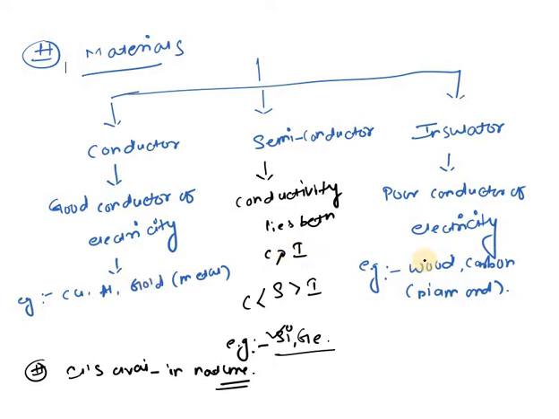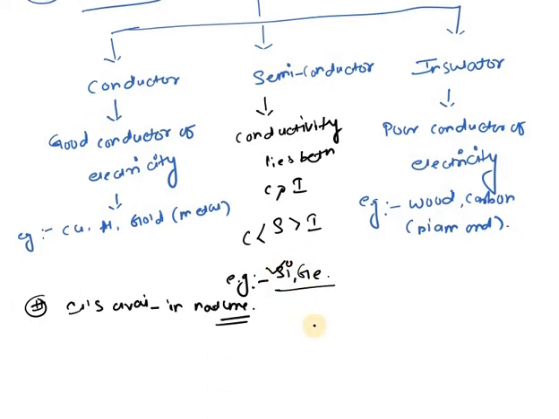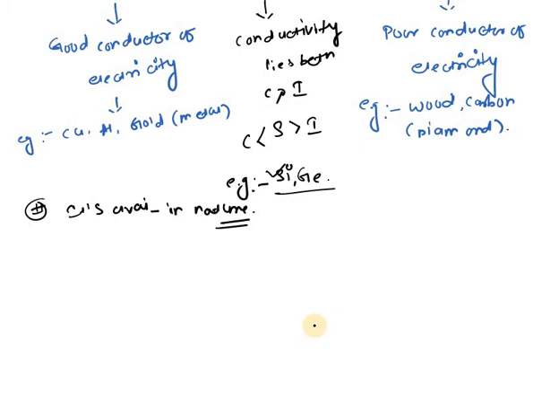Now, when we consider conductor, semiconductor, and insulator, as we said, conductivity is the main parameter which classifies them. As far as the conductor is considered, the most important parameter based on which we can define it is Eg, which stands for energy gap, and it will be zero electron volt. Note down this important point: the energy gap of a conductor is zero electron volt.